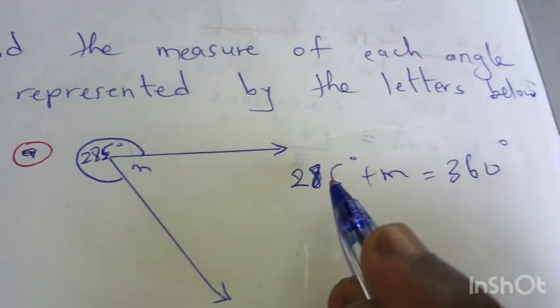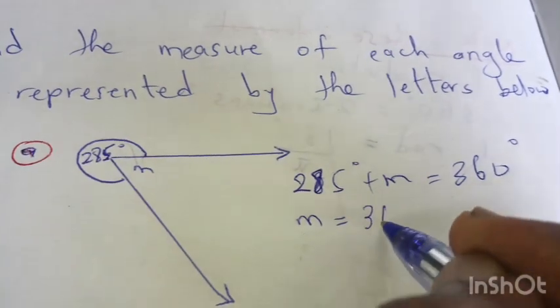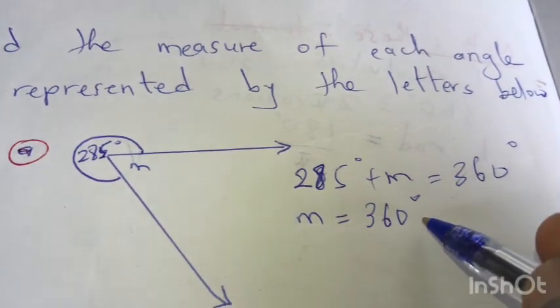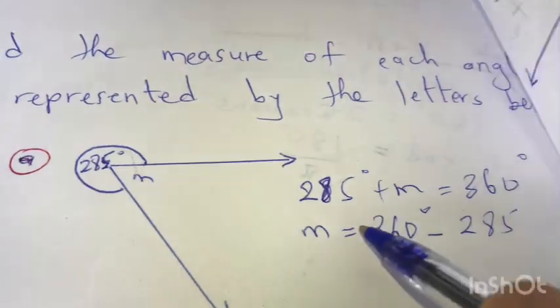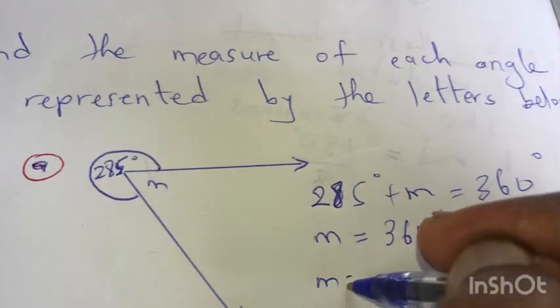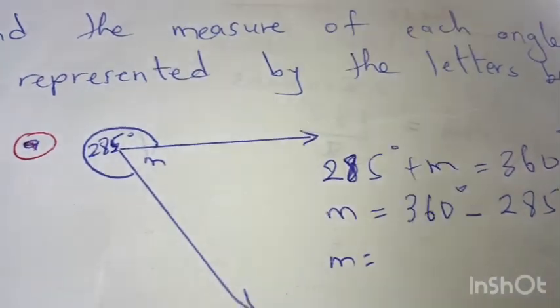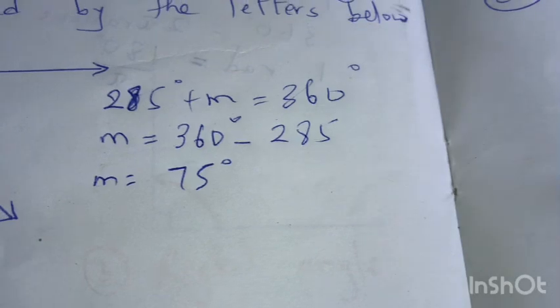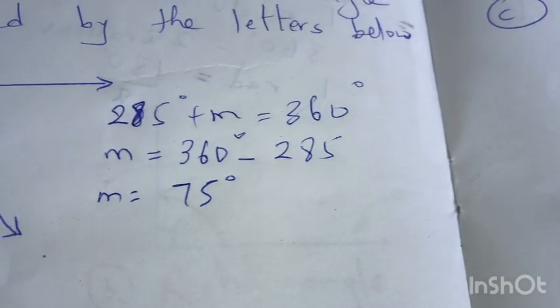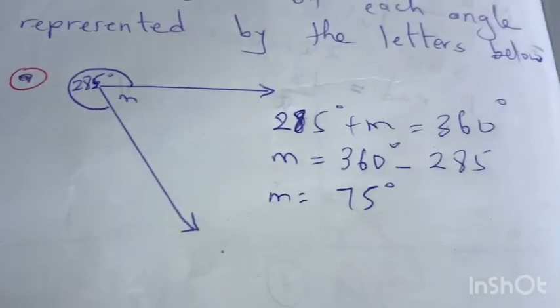Now, if you want to find m, what do we do? We just bring this 285 to this side. So we are going to get m equal to 360 degrees. When 285 crosses, it becomes minus 285. And when we subtract, what are you going to get? 75. Alright, so 75 degrees. I hope I'm right. Yes, 75 degrees. So m is 75 degrees.